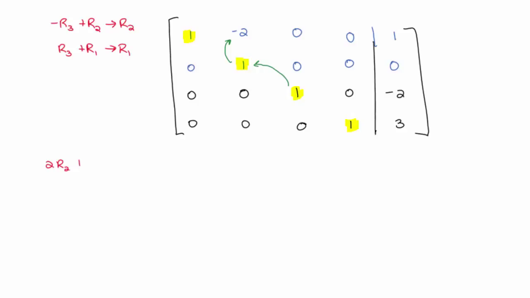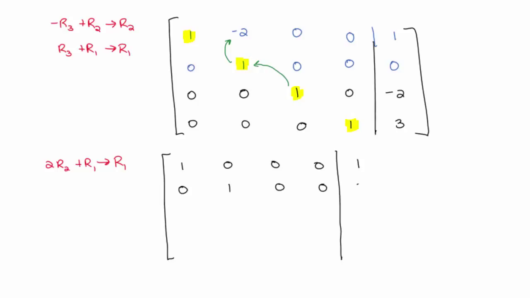Anyhow, positive 2 row 2 added to row 1 will become our final row 1. So I'm actually just going to write it this way. 2 times row 2 added to row 1. That'll be 2 times 0 plus 1 is still 1. 2 times 1 plus a -2 is 0. 2 times 0 plus 0 is 0. 2 times 0 plus 0 is 0. Augmented with 2 times 0 plus 1 is 1. And everything else I'm rewriting. 0, 1, 0, 0, 0. 0, 0, 1, 0, negative 2, and finally 0, 0, 0, 1, 3.